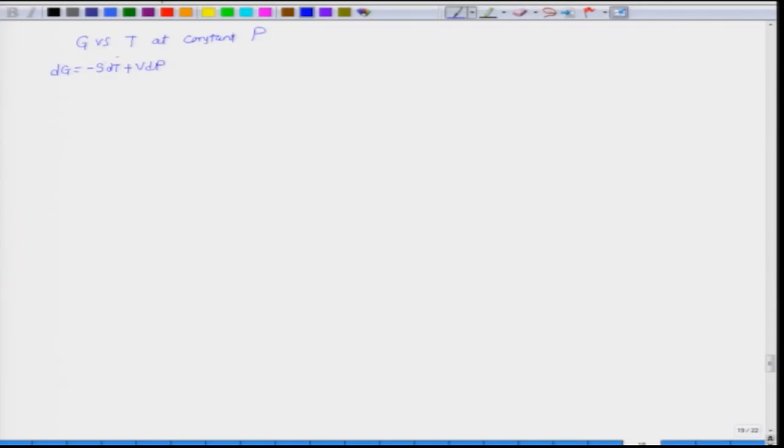and we want to analyze how the Gibbs free energy varies with temperature at constant pressure. So, what will be the slope of the plot? Slope means variation of G with respect to temperature at constant pressure. From this equation, the slope should be equal to minus S, and entropy is always positive, right. So, the slope of G versus T curve has to be negative.